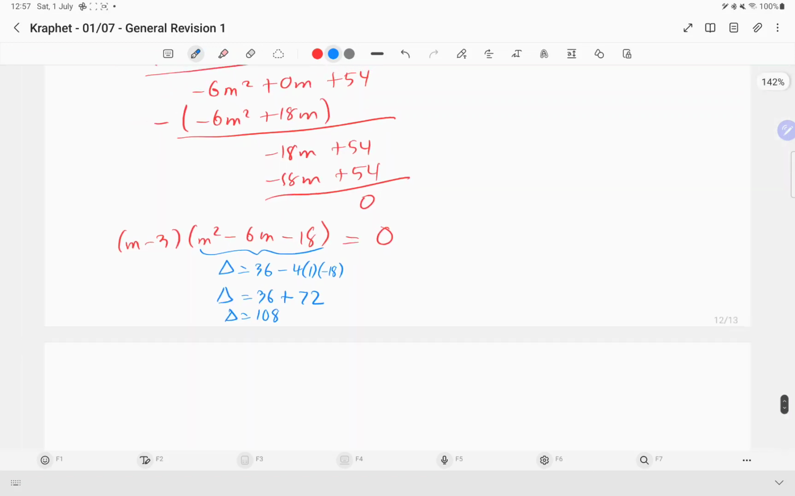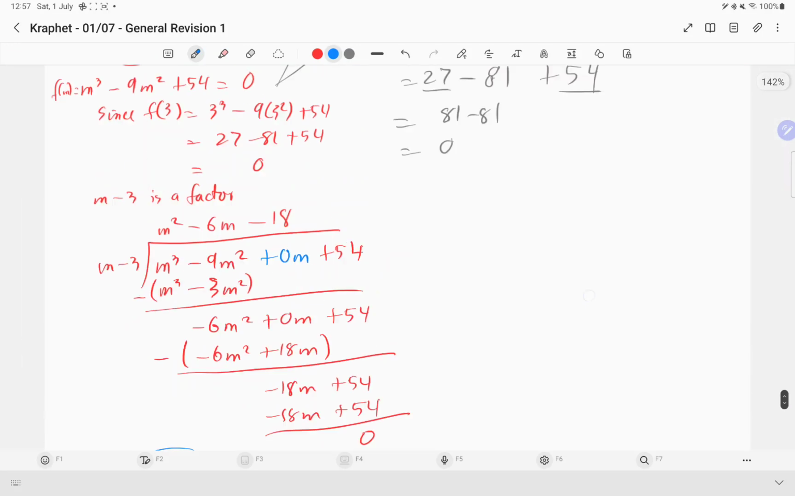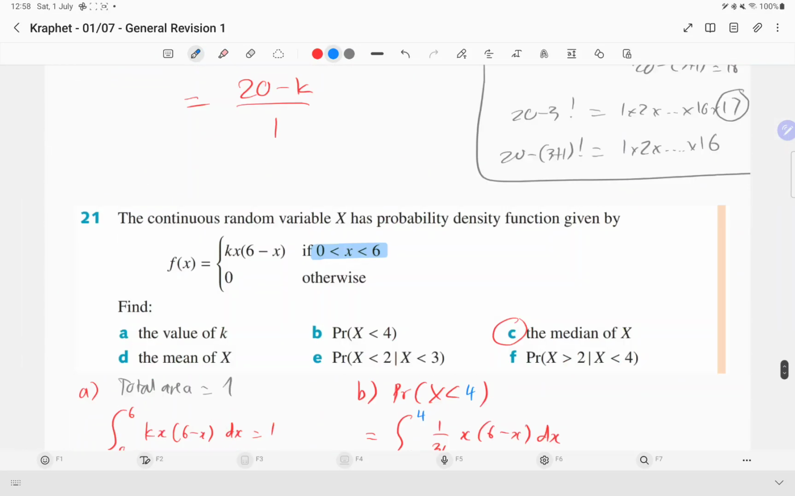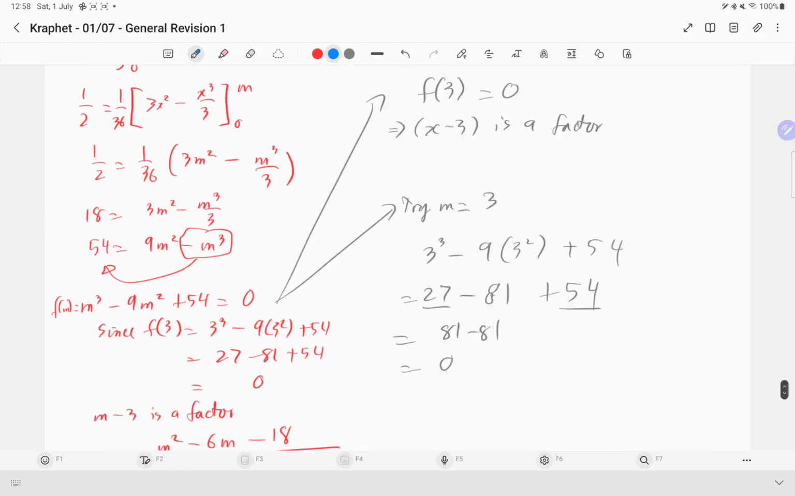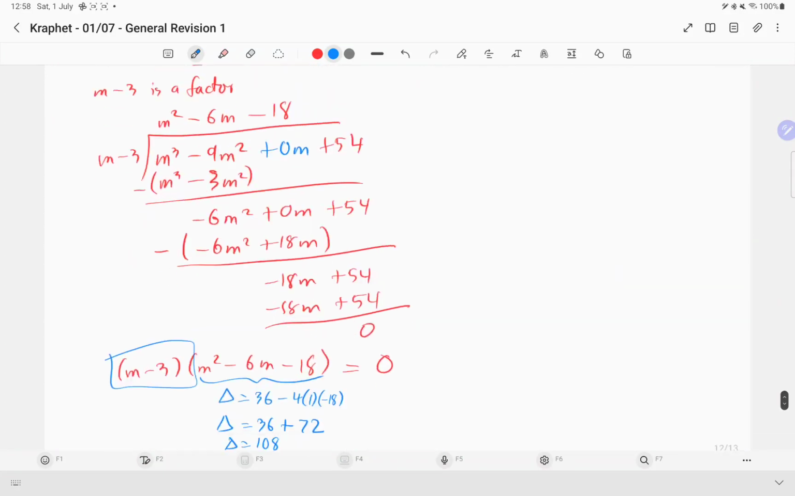I think the median is just 3. There's only one median. Let's see. Kx(6 minus x) for 0 less than x less than 6, because the other one might be out of range.